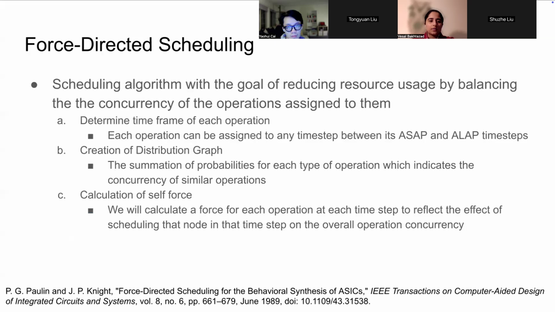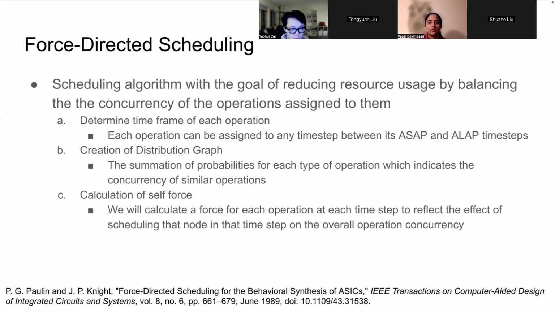Now I will talk about force-directed scheduling. This scheduling technique is a heuristic with the goal of reducing resource usage by balancing the concurrency of the operations assigned to them. Concurrency balancing helps to achieve high utilization of resource units, and that will lead to minimizing the number of resource units required at each time step.